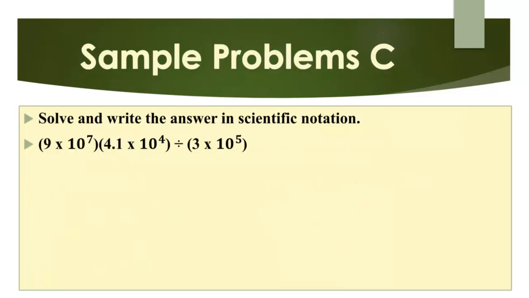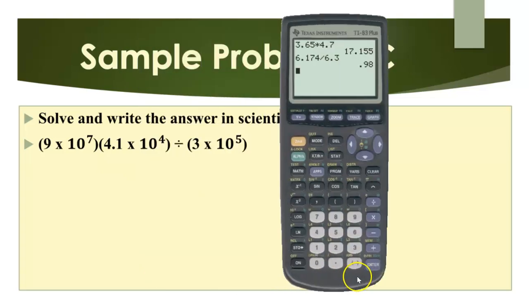And a couple other examples here. Here it says solve and write the answer in scientific notation. So we have multiplication and division. So let's do the 9 times 4.1. Let's grab our calculators again. So we got 9 times 4.1. And that gives us 36.9. Then we're going to divide that by 3. And that gives us 12.3.